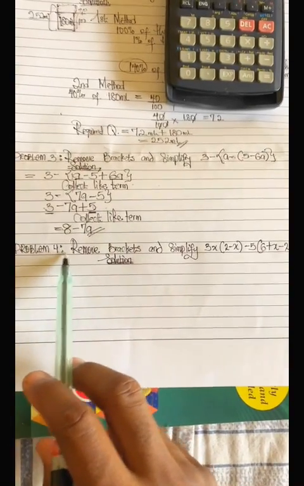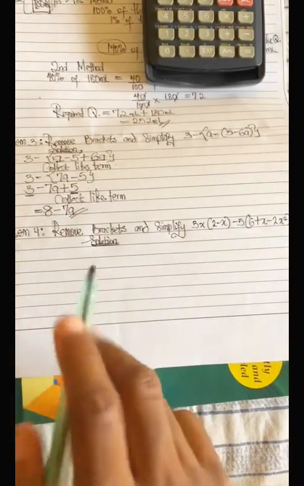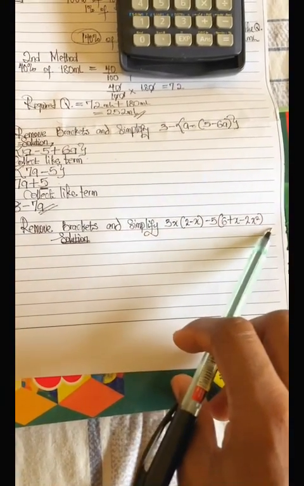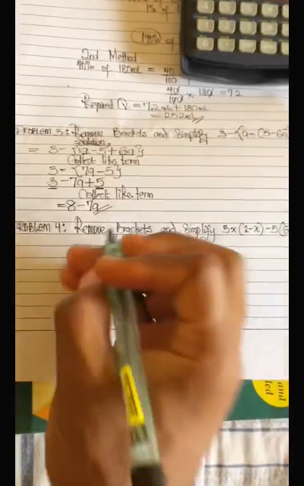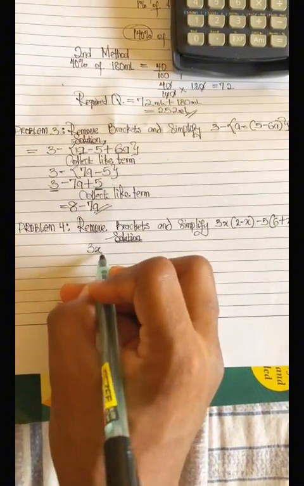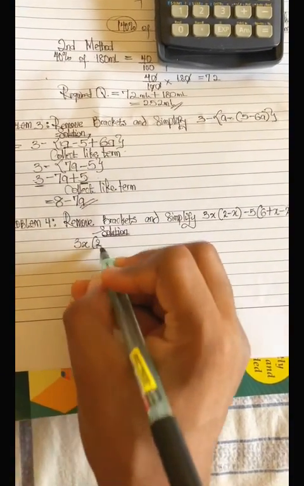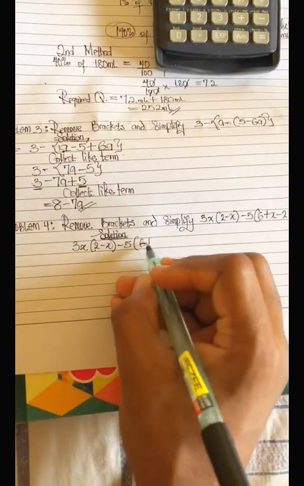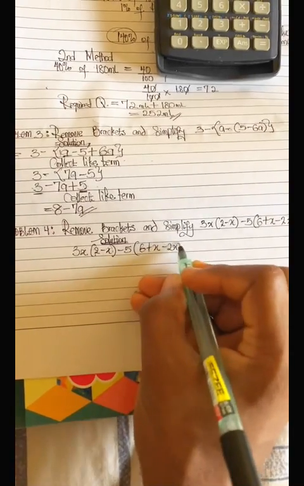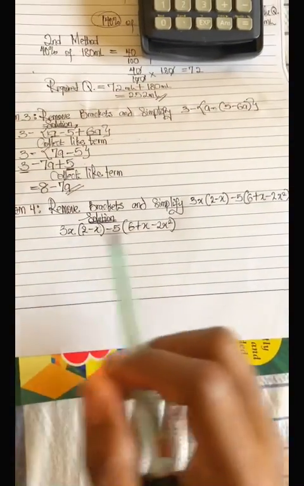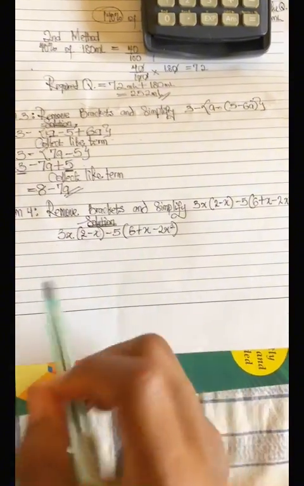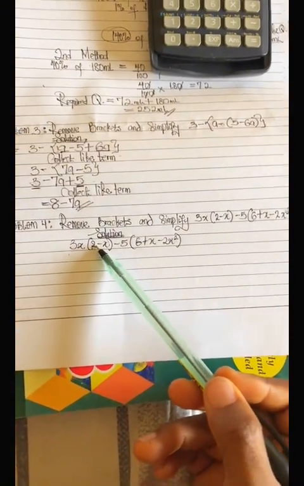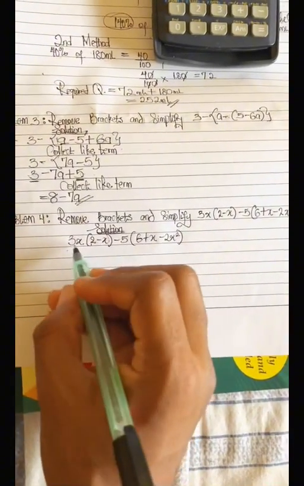And let's solve problem 4. We're asked to remove brackets and simplify this algebraic expression, just like the previous one. So let me repeat the question. I will have 3x, open bracket, 2 minus x, minus 5, open bracket, 6 plus x minus 2x squared. Now, how do we solve this type of problem? Very easy. We have to multiply these functions here with the ones inside the parentheses.